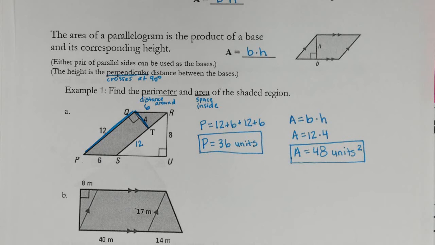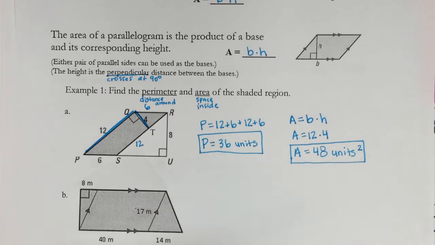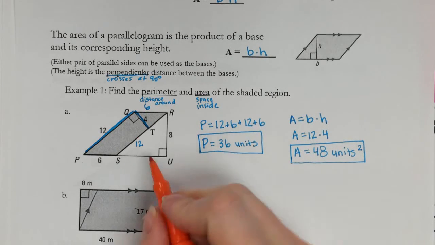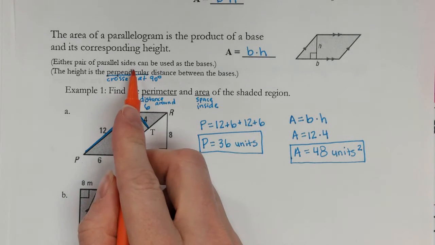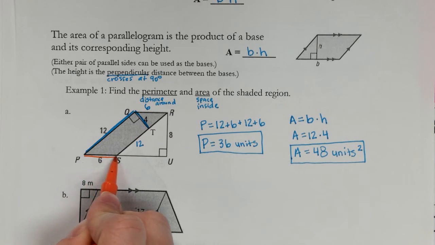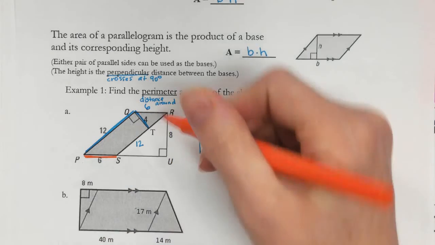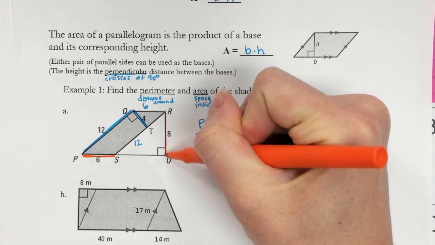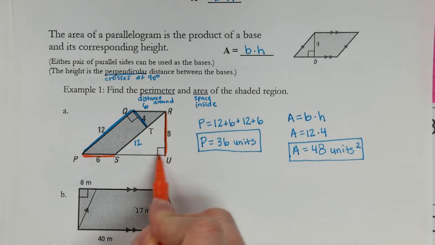Now, one thing going back to the area, right? We used this side as the base and this side as the height. There is another 90-degree angle in this picture, right here. So technically, remember up here it said that either pair of parallel sides can be a base. So I could have used 6 as the base, and if I had done that, this side right here makes a 90-degree angle, even though it's not actually with the 6. If I extended that, then it would make a 90-degree angle.